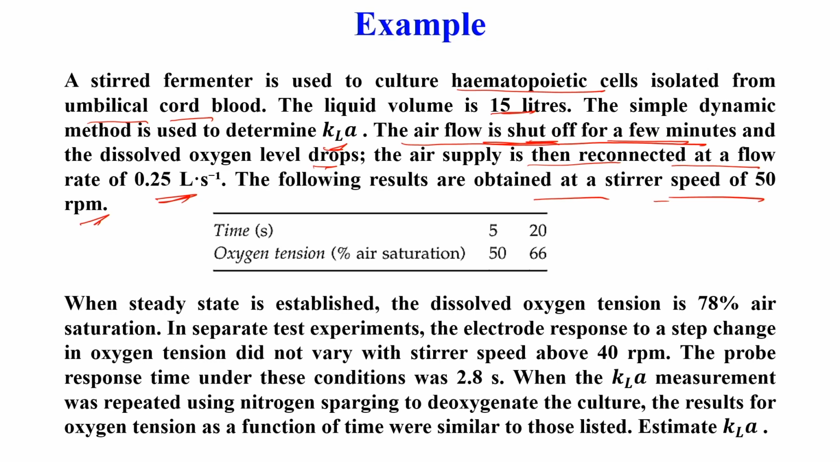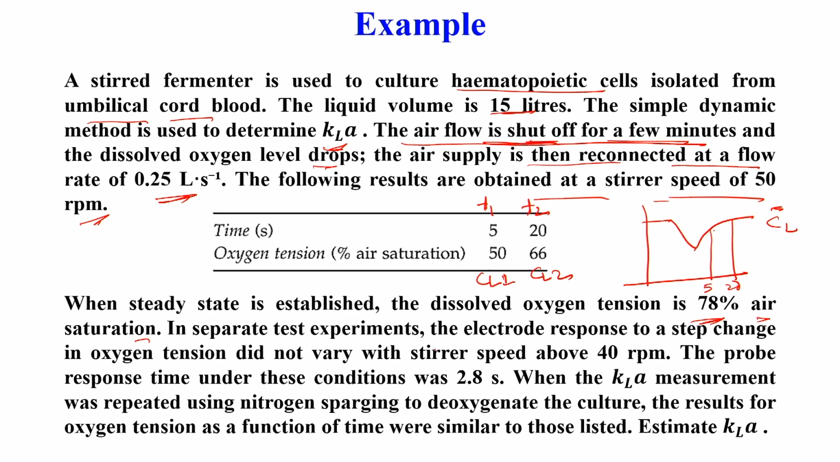At any 2 points, let us say you consider this as T1 and this as T2, corresponding to CL1 and CL2. We stopped the aeration, then we started it, and at any given 2 points, let us say 5 and 20, I have measured the saturation, but we need this CL bar value as well. It says that when steady state is established, the dissolved oxygen concentration is 78%. The CL bar is 78% air saturation.